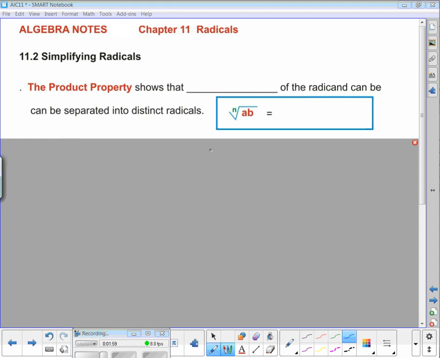All right, the first aspect is this product property. It shows that factors of the radicand can be separated into distinct radicals. Factors of the radicand. So you can see our radicand has an a times b, right? We have the right to separate it. Now you got to keep your index. So I'm going to take my green and put a green n as the index. And I'll put the a in the front as the radicand, and I'll put the b in the back. We really, in effect, have factored this radical.